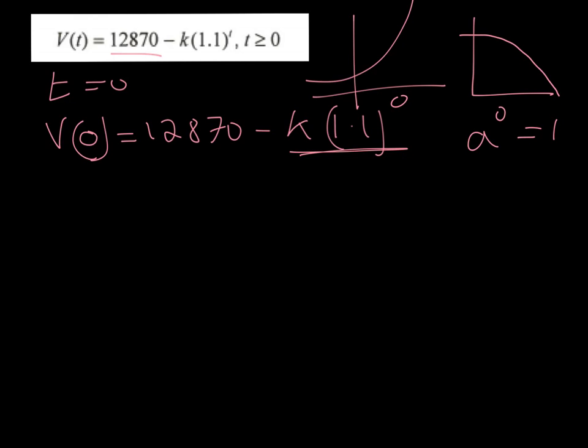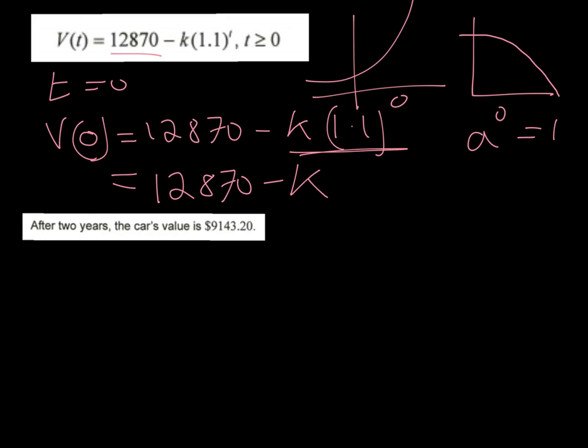You'll notice it says write down and simplify an expression. The fact that it says an expression means we're expecting some letters or variables in it. So if we simplify this, we'll end up with 12,870 minus k, and we don't know what k is, but that's fine because it says write down an expression. So that is fine for part A.